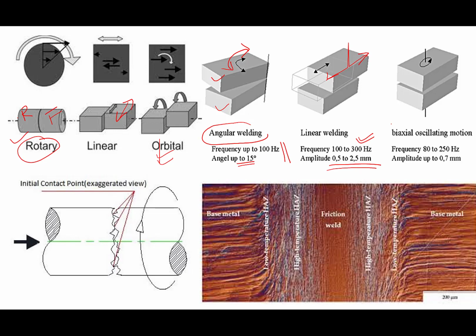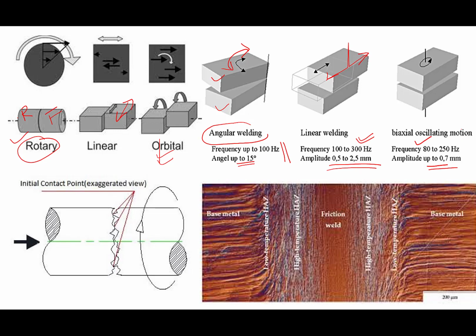And here you have the biaxial oscillation, where a little oscillatory movement as well as rotary movement is being given, with a little amplitude at a frequency of 80 to 90.